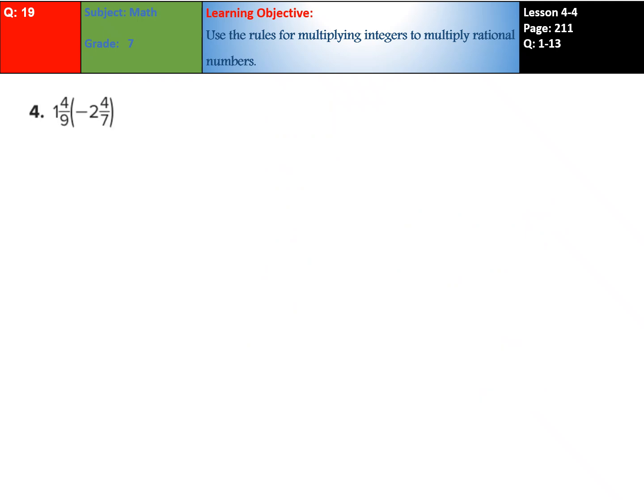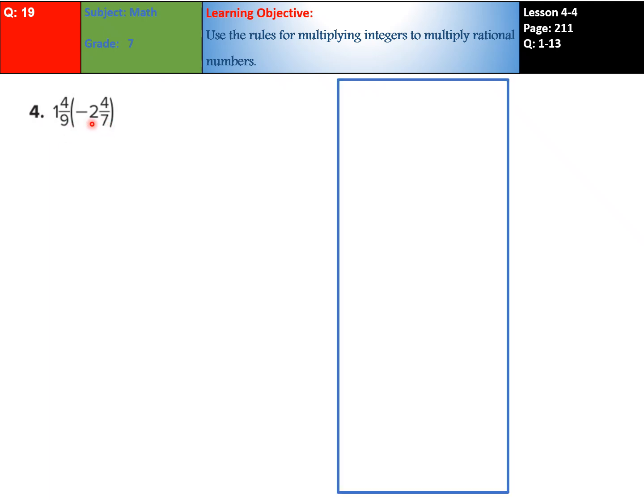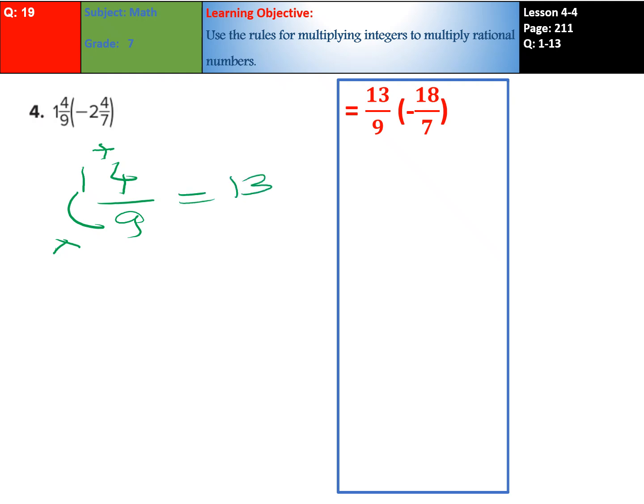Now what do we have? We have mixed numbers. How do we multiply or solve any mixed number? First step, we write them into improper fraction. So how do we write? So we will do it. It is 1 4/9. So we will multiply the denominator with the whole number and add the numerator. 9 1 times 9 plus 4, 13/9.